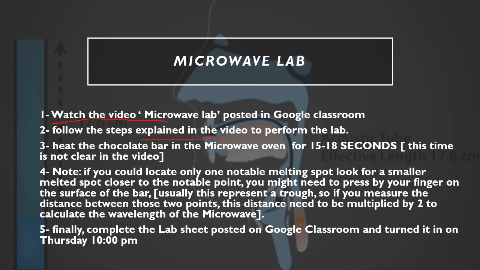From the video, you can know what materials are needed: a microwave, a chocolate bar, a ruler, and this kind of thing. The thing that's missing from the video, or not clear in the video, is the time that you heat the chocolate bar in the microwave oven. The time here is 15 to 18 seconds. This time period is missing from the video, so I'm emphasizing it. Heat the chocolate bar in the oven for 15 to 18 seconds.